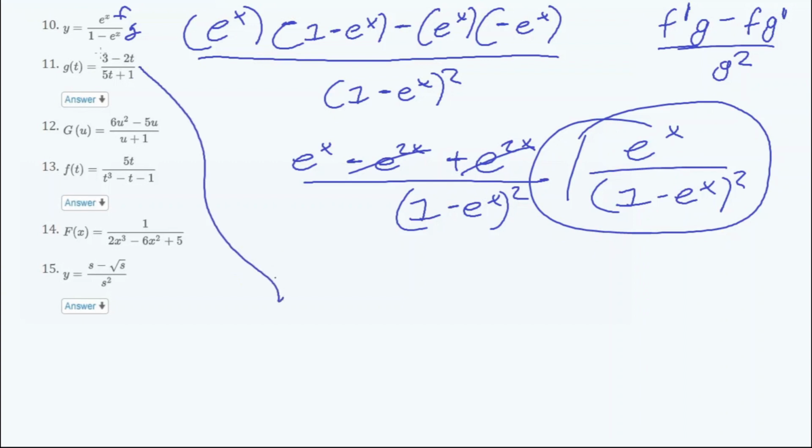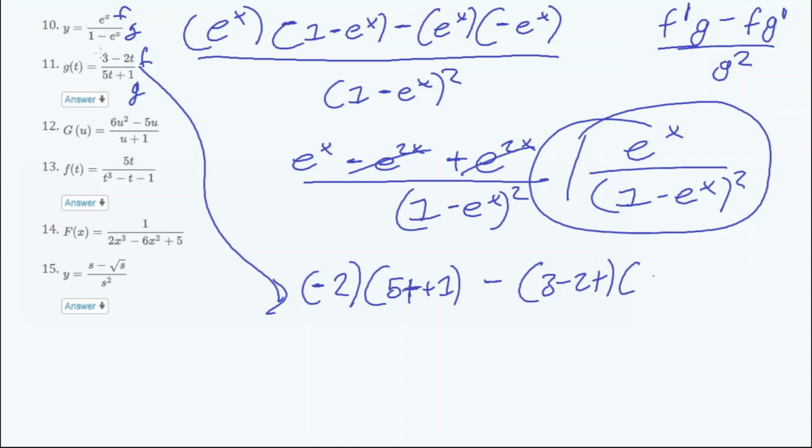And now we're going to move on to number 11. So we're going to have 3 minus 2t on the top, 5t plus 1 on the bottom. So we're going to have f and then g. The derivative of f is going to be negative 2 multiplied by g, which is going to be 5t plus 1. The t's just like addition signs. But we're going to have minus f, which is going to be 3 minus 2t, times g prime, which is going to be 5. And that's going to be over 5t plus 1 squared.